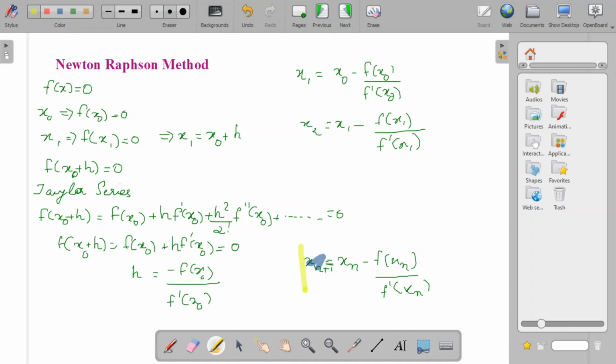So this is how you find the approximate solution for an equation using the Newton Raphson method. What you do is find better and better solutions.